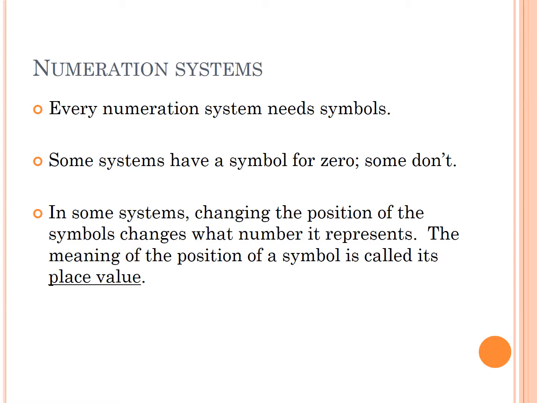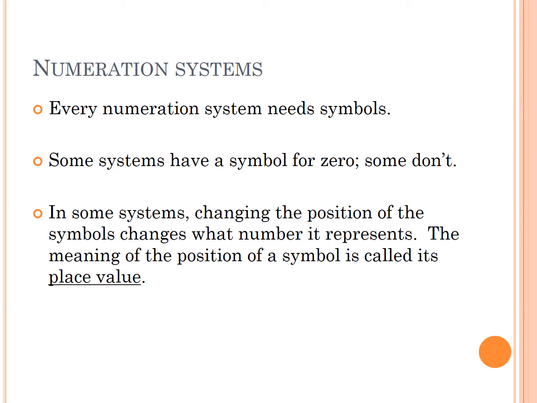And so every numeration system consists of these numerals, these symbols. And so you're going to notice when we talk about numeration systems of different cultures that some systems have a symbol for zero, some don't. They have different symbols. And another thing you'll notice is that in some systems, changing the position of the symbols changes the value of the number it represents, but not always.